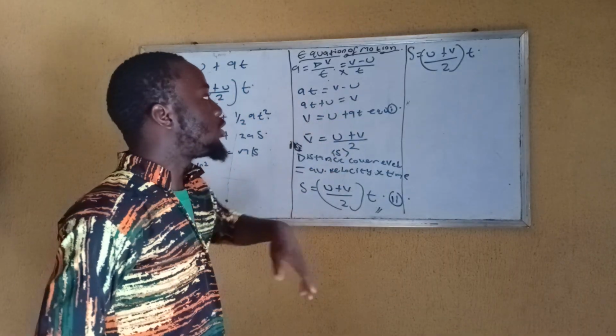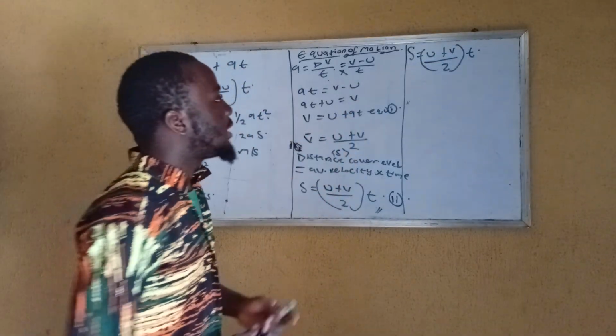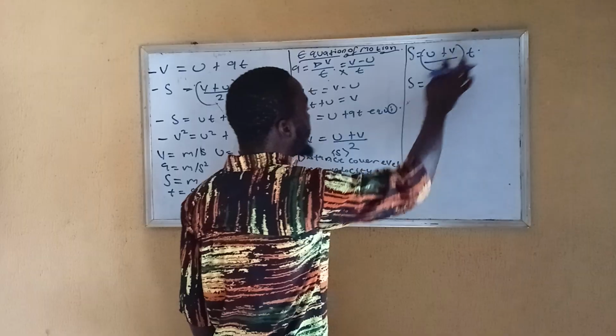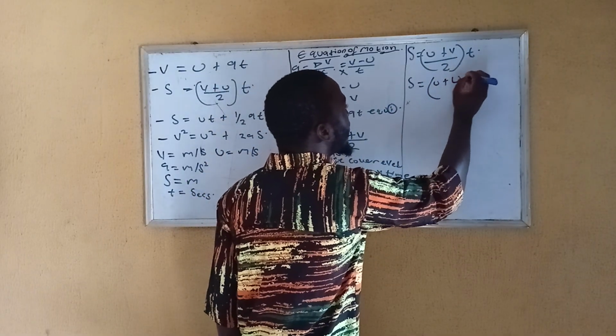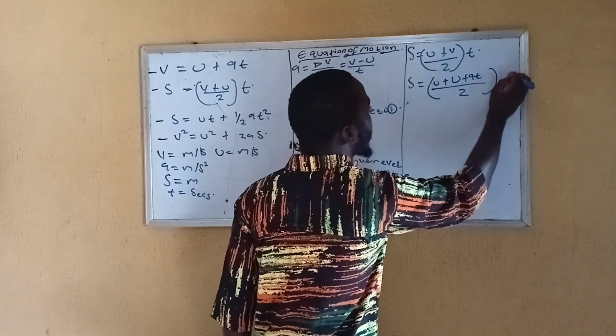Now from equation 1 we know that v is equal to u plus at. Now solve for v, v is equal to u plus at, in this equation. So we have s is equal to, anywhere we see v we put u plus at. So we have u plus, instead of v we are going to be writing u plus at, all over 2 times t.